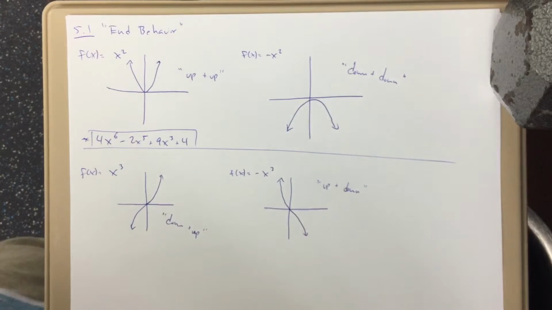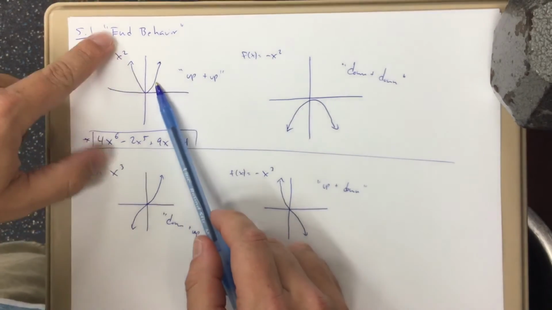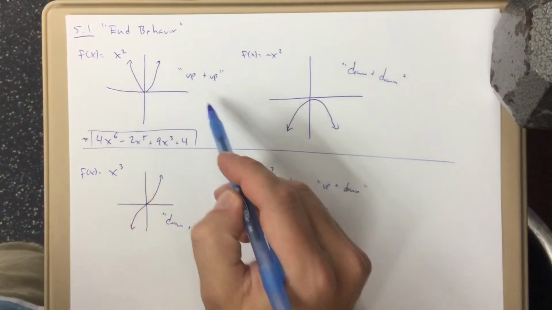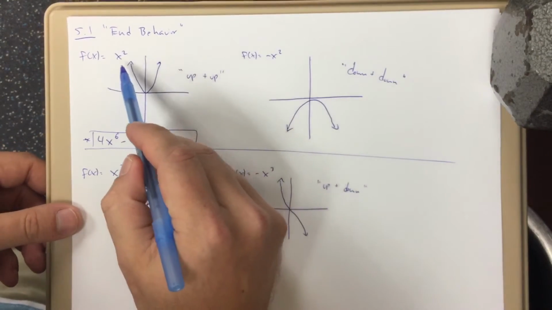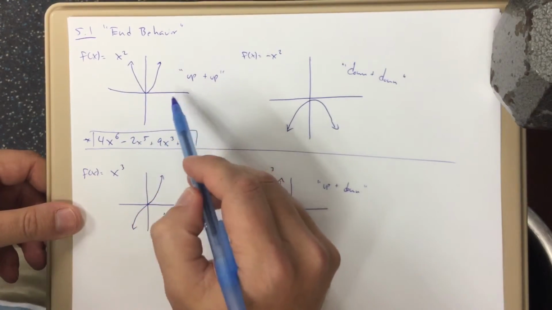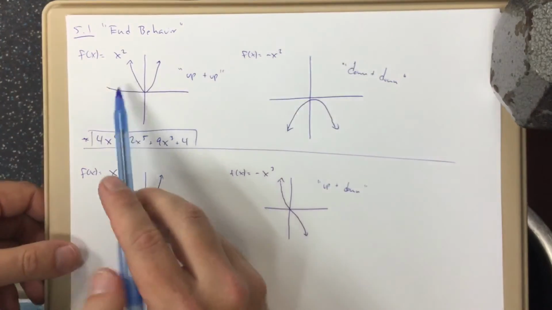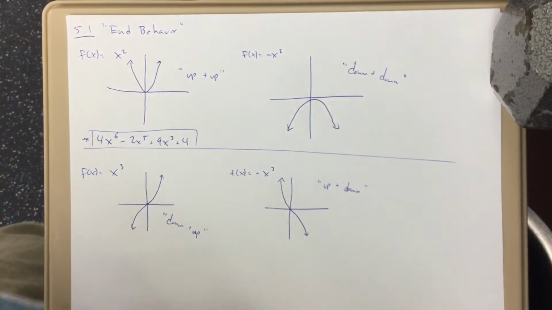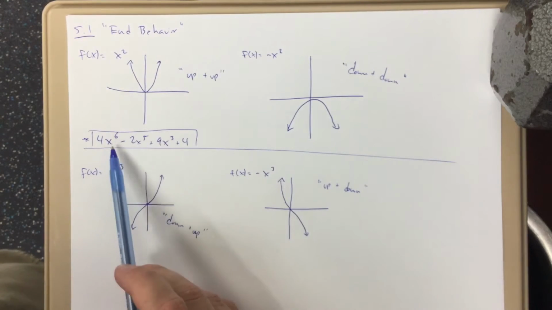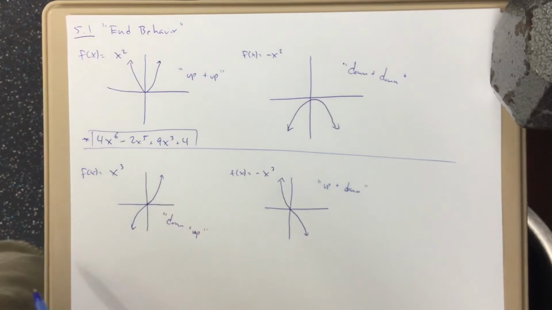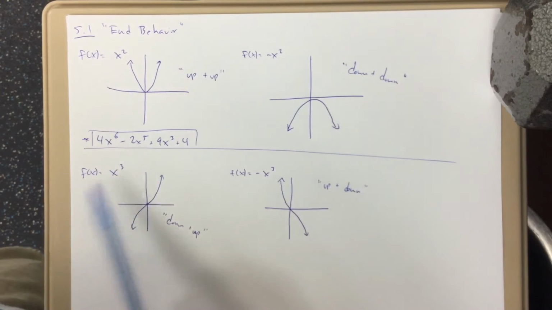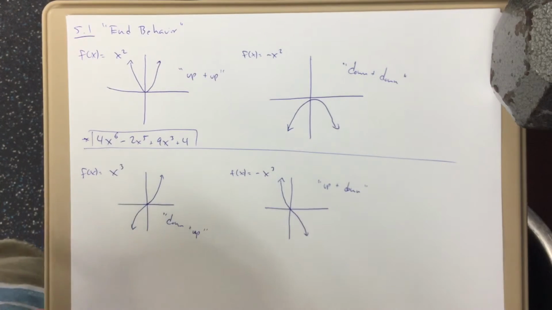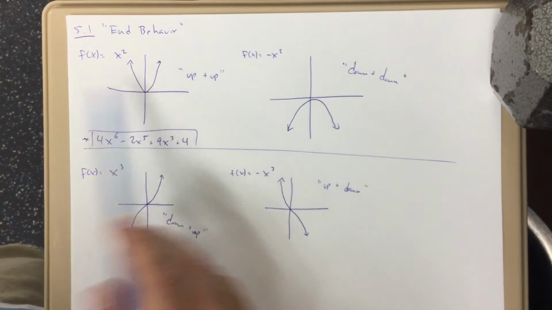X to the sixth is an even degree, so its end behavior is going to be up and up. There might be some extra little things in the middle. It might do some weird little loopy things, but at the ends of the graph, it would end up going up and up. There'd be some middle stuff happening, but up and up is still the end behavior for this one, all right? Because the first term here, that's called the leading term, is to the sixth, an even exponent, so it would have this end behavior.